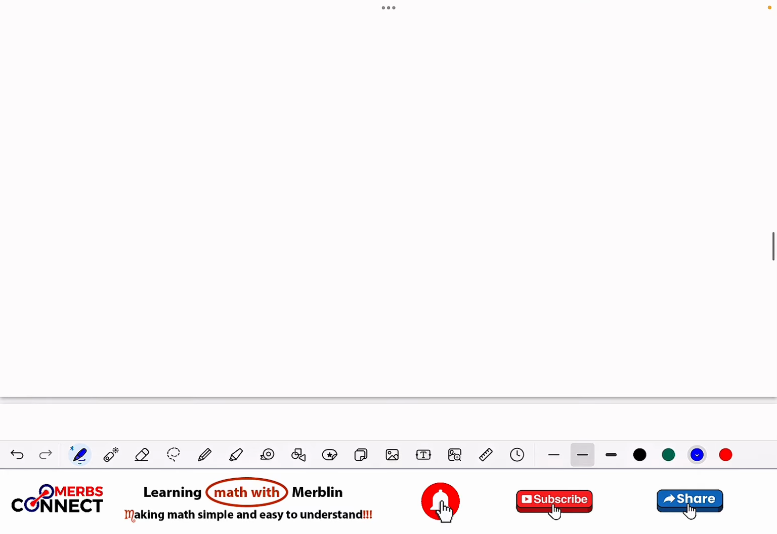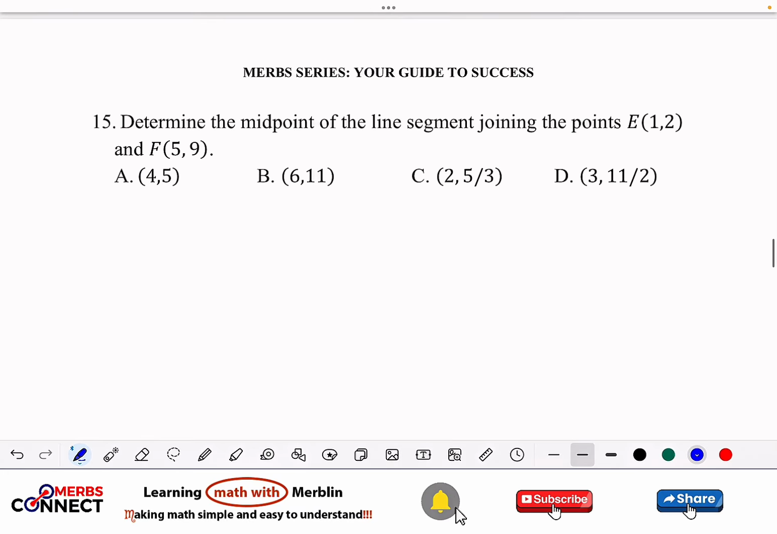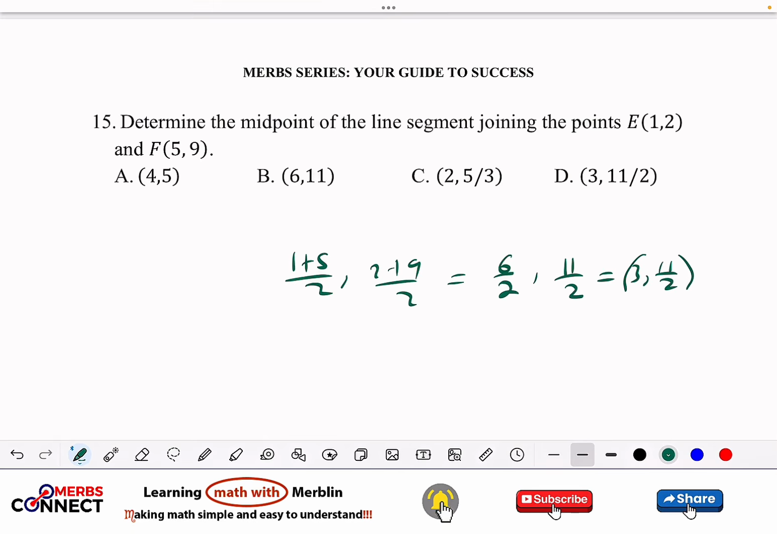Okay. Now let's look at question 15. Determine the midpoint of the line segment. I think we've done a lot of midpoint problems, but let me just write the answer very quickly. For some questions, you can solve without writing everything: 1 plus 5 divided by 2, and 2 plus 9 divided by 2. So this is 6 divided by 2 and 11 divided by 2, which is 3 and 11 divided by 2.